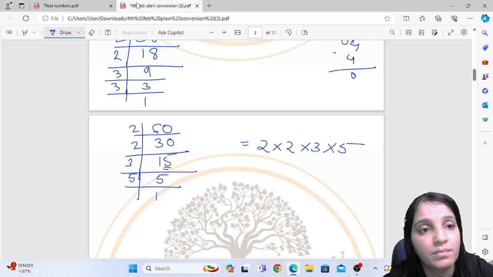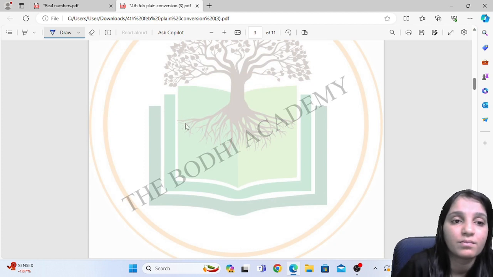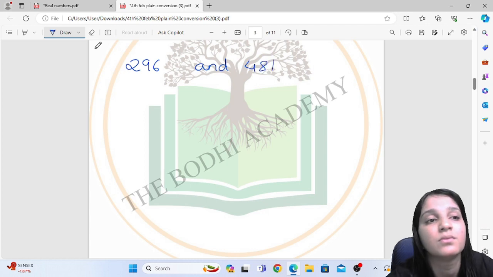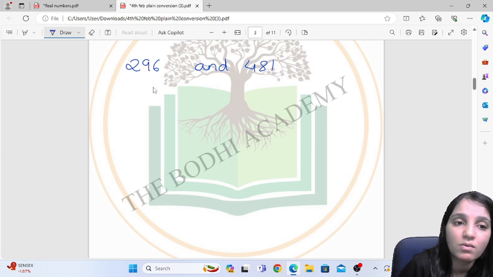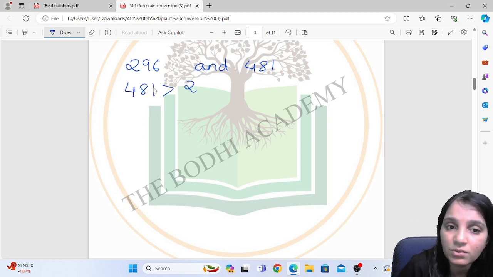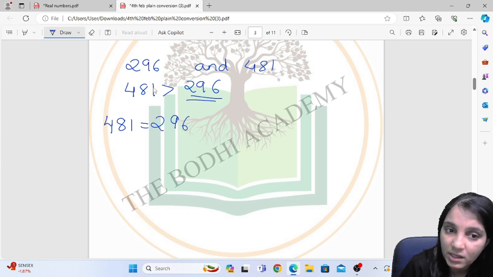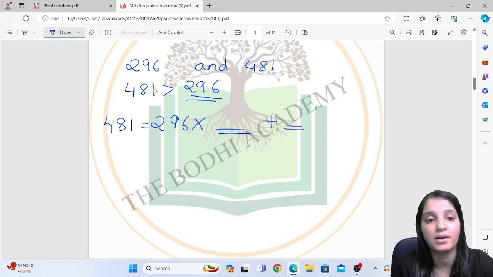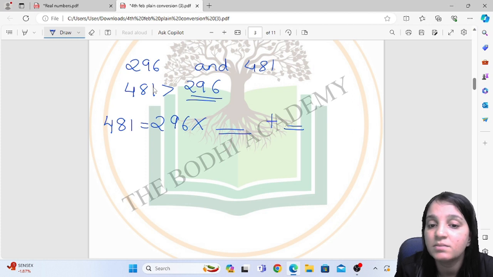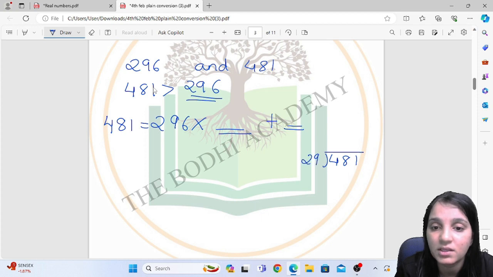Now, see, 296 and 481. Now, 481 is greater than 296. So, 481 you have to take here, equal to this 296 you have to take here, into this you have to keep it blank, plus this also you have to keep blank. Now, how we will find this is by division, right? 481 here, 296 here. Now this is normal division.